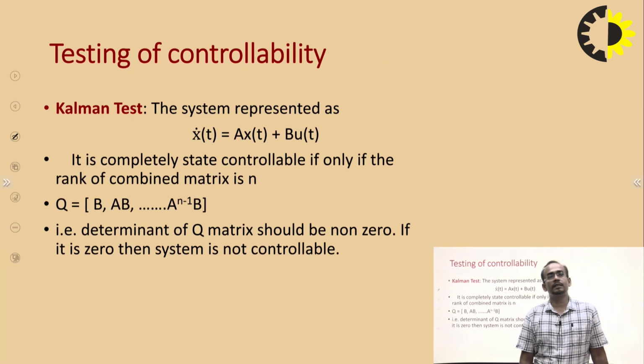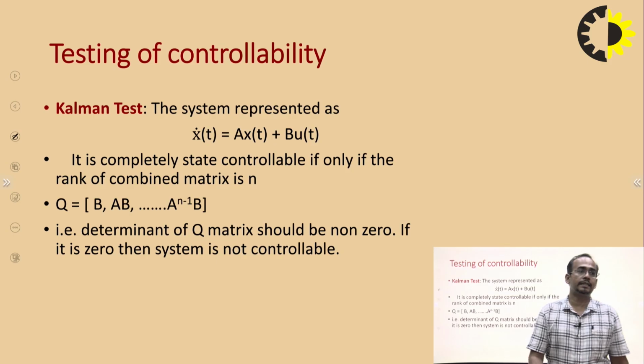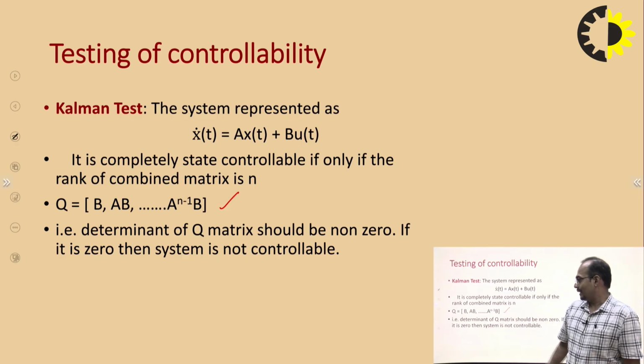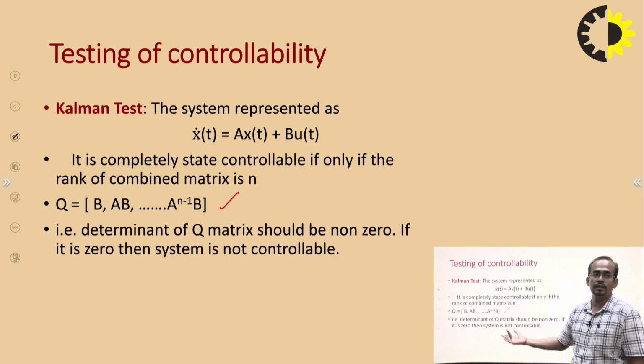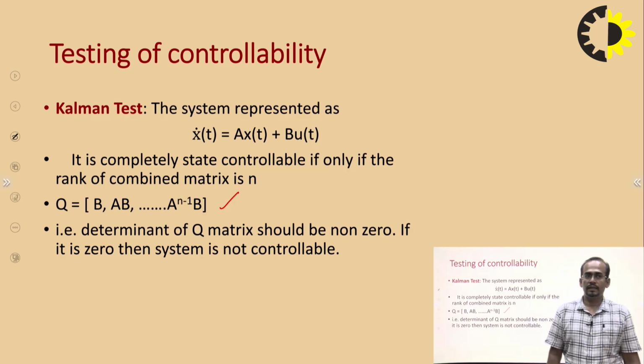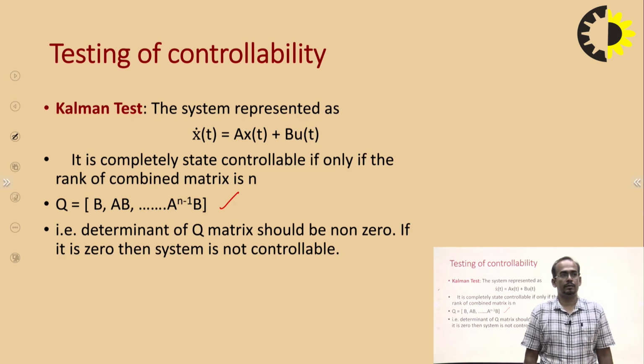Now what is the condition for testing the controllability? The condition for testing the controllability is Q = [B AB ...]. The determinant of this Q matrix should be non-zero. If it is zero, then the system is not controllable.